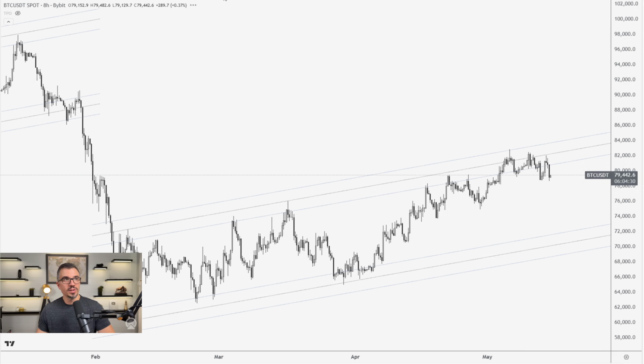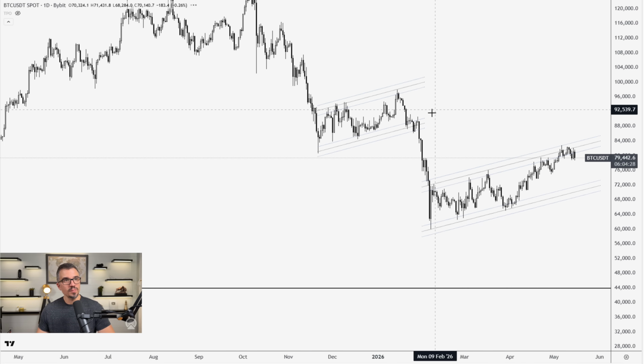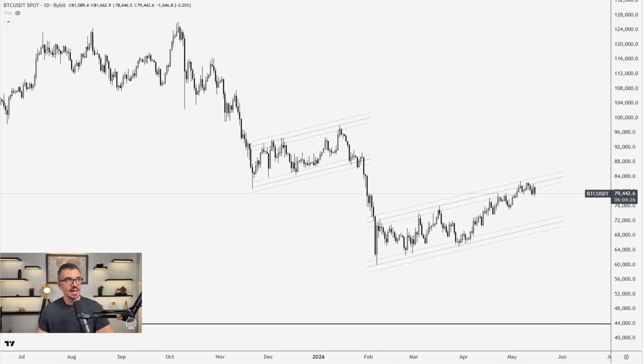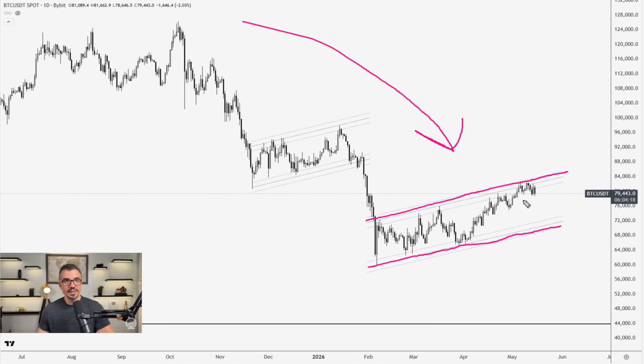So let's go out here to a daily time frame. What I talked about in my last video is that this price action, really since February, has been a long time of just consolidation here against this overall downtrend. It looks very similar to this. Now, obviously this consolidation has lasted longer now.